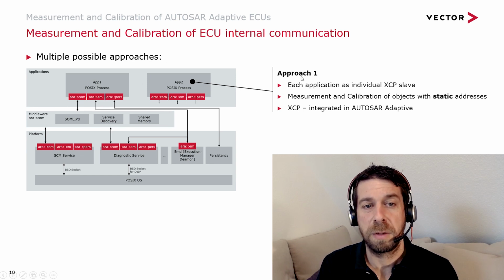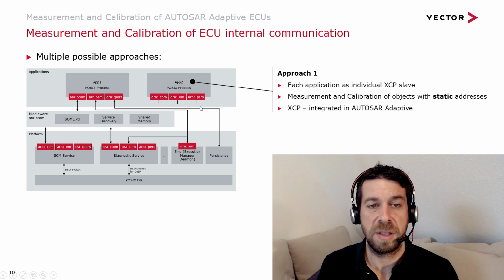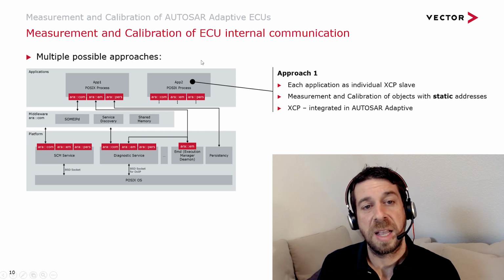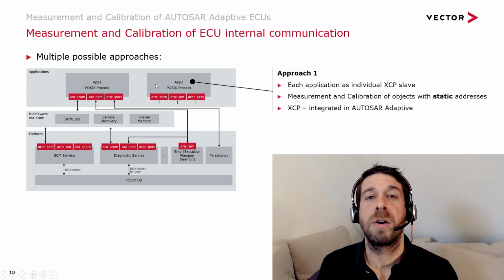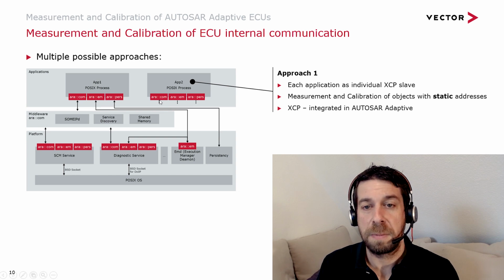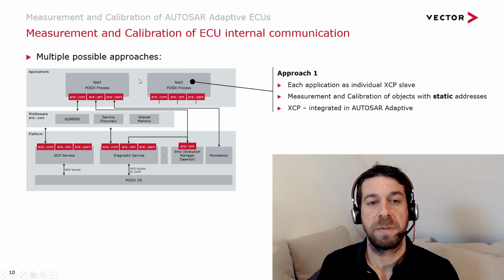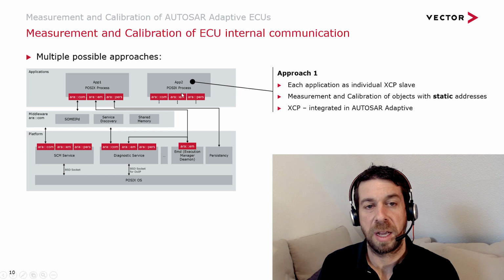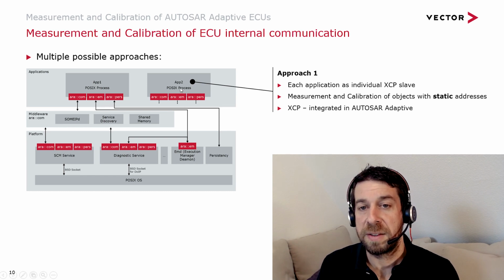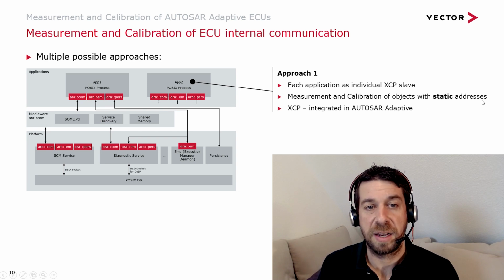At the moment, we have 3 approaches. The first one is that we have a look at the different applications running on our Adaptive AUTOSAR ECU, and we say this application will be handled like a complete ECU before. That means we are placing an XCP driver inside this application running on the ECU, and then we have a direct communication from our measurement and calibration tool to this application. We do this by measurement and calibration of objects with static addresses inside here.